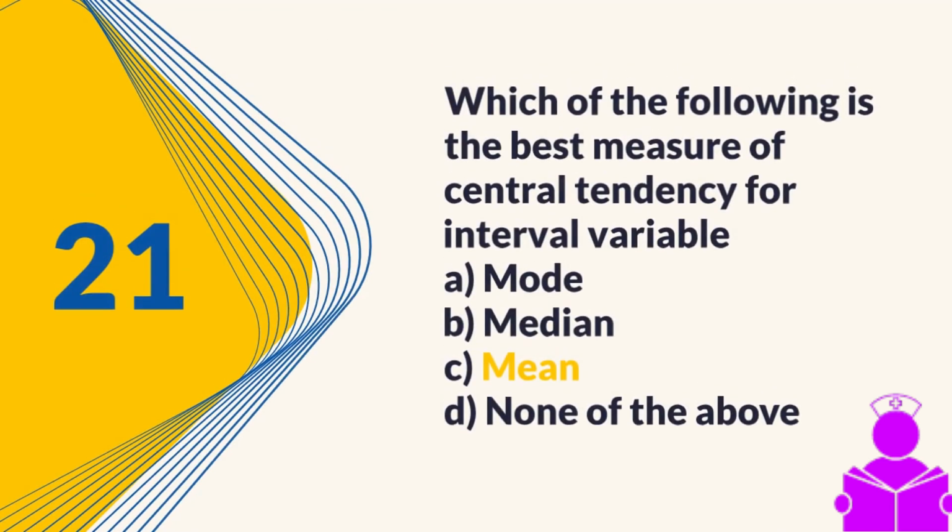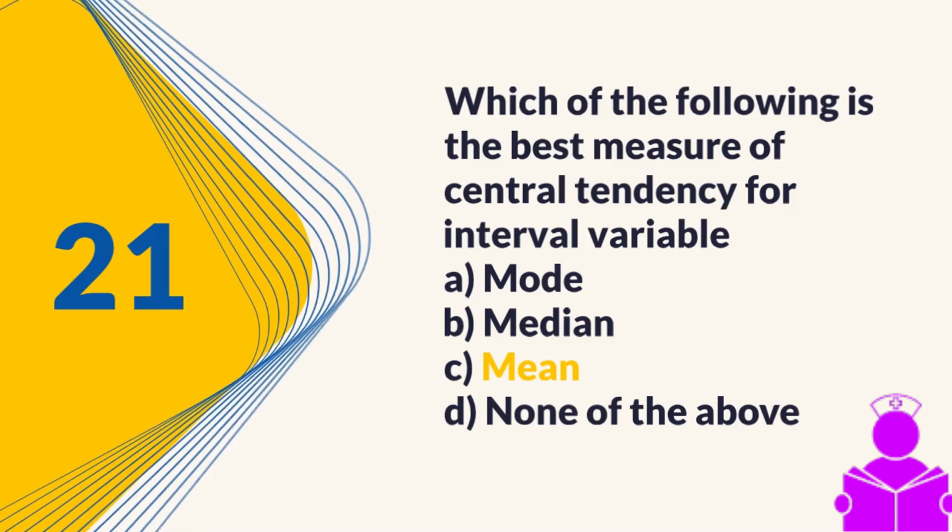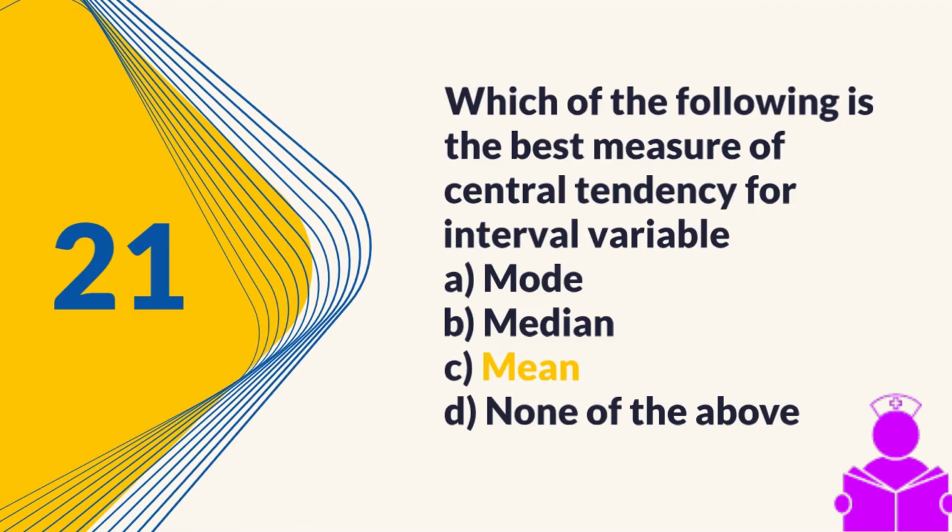Answer: C. Mean. The mean is the most appropriate measure of central tendency for interval variables. It is calculated by adding up all the values and dividing by the number of observations. The mode and median can also be used for interval variables, but the mean provides the most precise representation of the central value. So, the correct answer here is C. Mean.